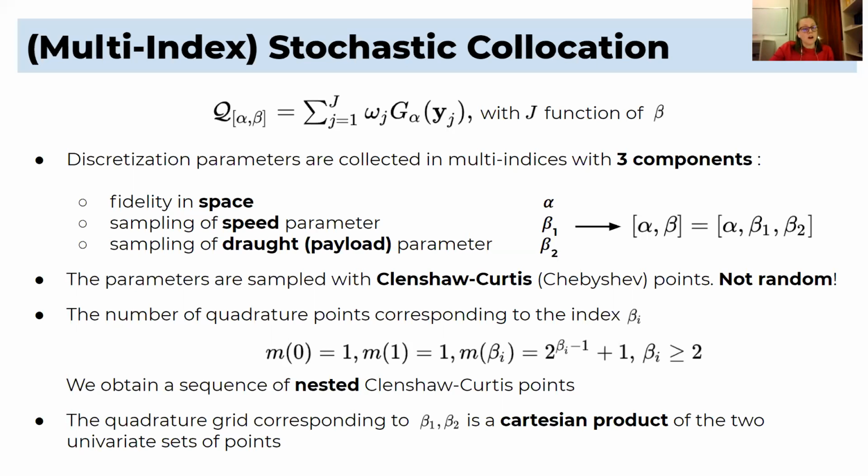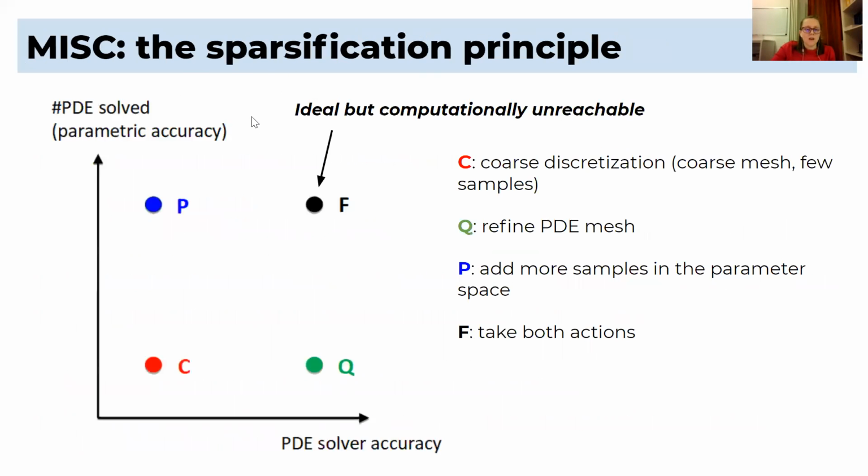And then how do we go on? So how do we actually make this combination? How do we combine quadratures with different indexes? And the idea is what is called the sparsification principle. So now, for the illustration, I just stick to the case when we have a one-dimensional parameter space.